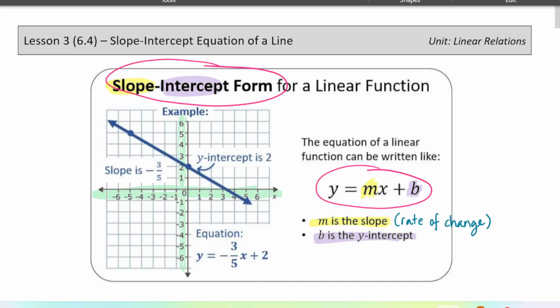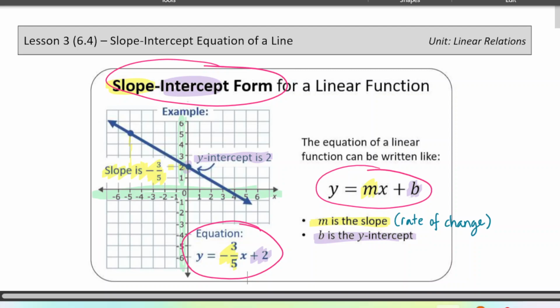Okay, let's look at this graph as an example. B here is 2 because the graph hits the y-axis at 2. And the slope, if you count from one point to another, you would count 3 down and 5 to the right, so the rise over run would be negative 3 over 5. When I write my equation, I write it like this: y equals negative 3 over 5x plus 2. We're going to practice drawing graphs given these equations, or making an equation from a graph, and then we're going to do a couple of word problems, all using this format.